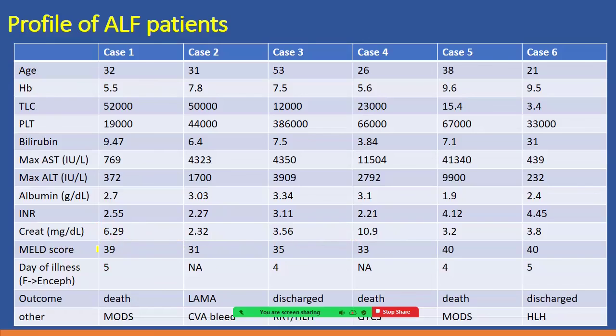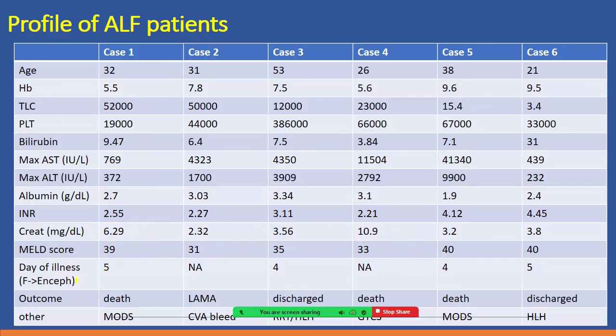So we also calculated the MELD score, which is higher than in the other series. As we have seen already, the MELD score in other series was 25 and 24. But in our series, every patient had a MELD score of more than 30. So again, emphasizing that these patients were very sick.